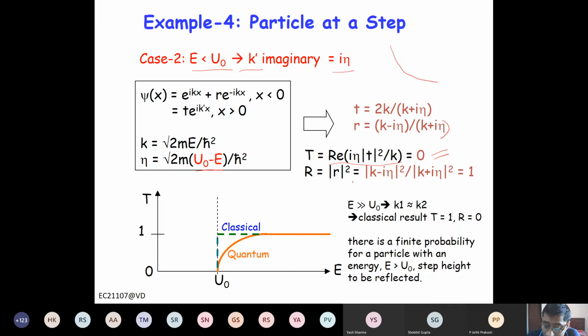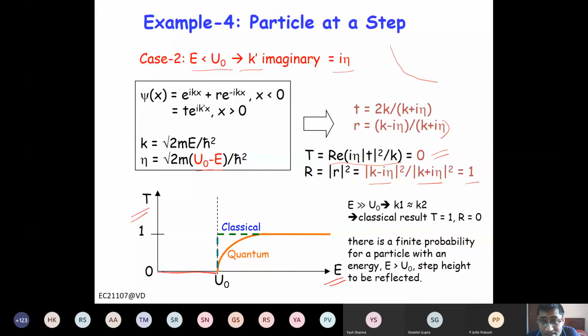For reflection, it is (k minus iota eta) square by (k plus iota eta) square. Now these will have the same magnitude, so this will be 1 only. That means everything is reflected. So if you see here, this is the transmission coefficient versus energy. If energy is less than U naught, right, transmission is 0, whether it is classical or quantum.